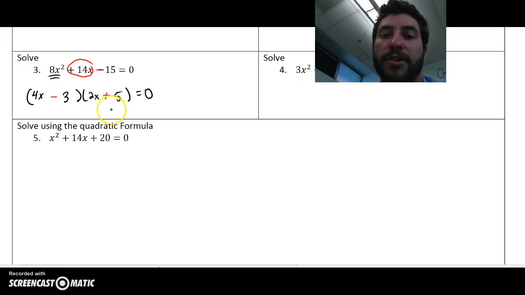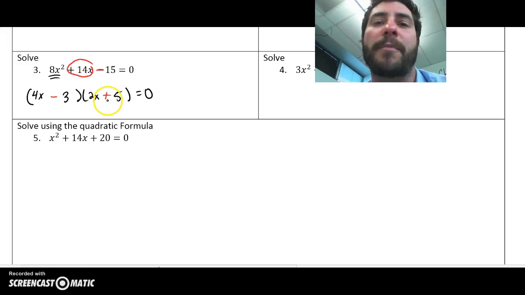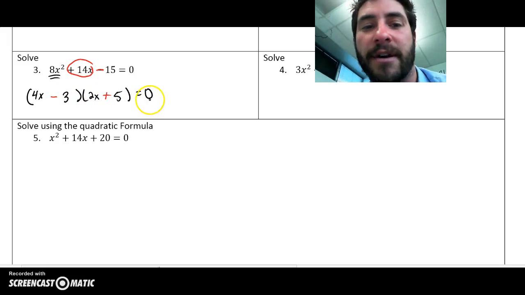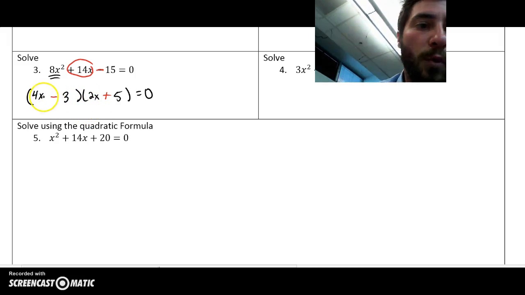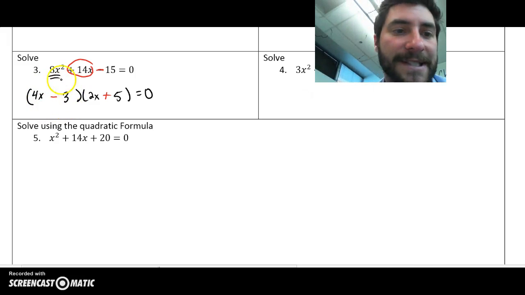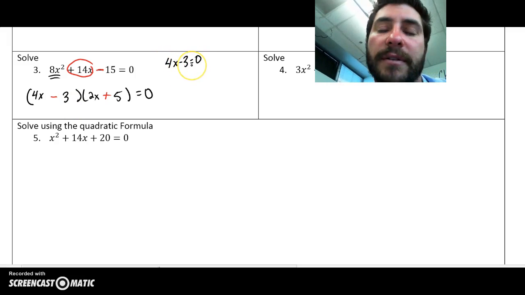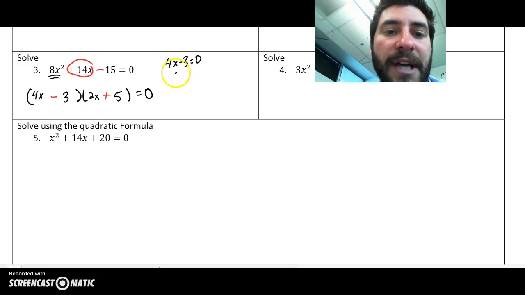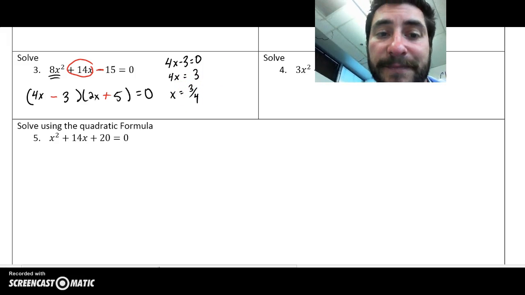So, what are my solutions? I'm looking for the values of x that will make each of these factors 0. Alright, the zero product property, because something times 0 is 0. That's what we're looking for. We're trying to make this left side 0, yeah? Let's see. What would make this whole entire factor 0? Let's take 4x minus 3 and set it equal to 0. And if I add 3 to both sides, I get 4x equals 3. And if I divide by 4, I get x equals 3/4.